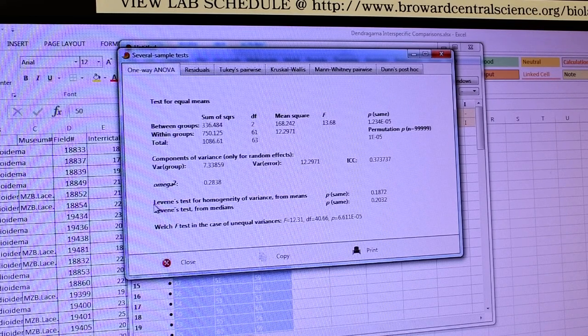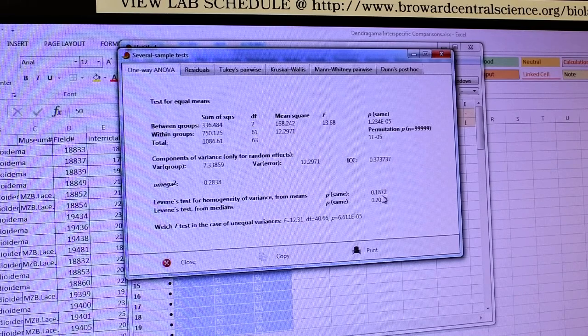Now notice here we have something called Levene's test for homogeneity of variance. Notice the probability is 0.187. For this type of test, the null hypothesis is that all the population variances are equal. As long as this is above 0.05, we have satisfied the assumption.